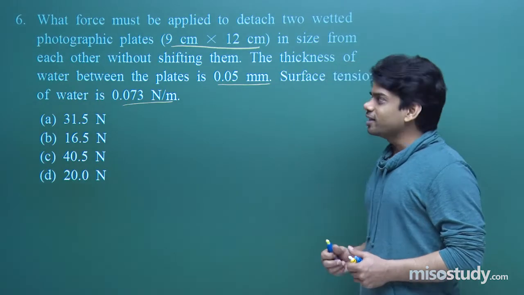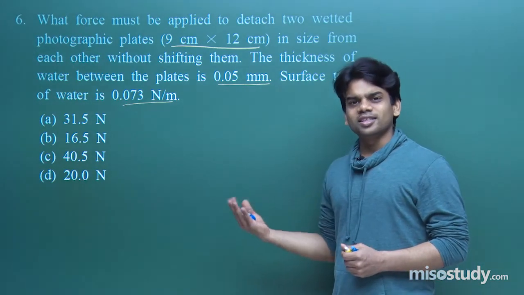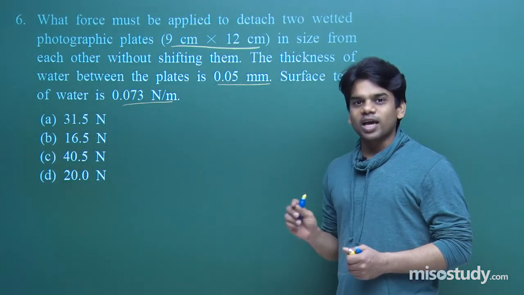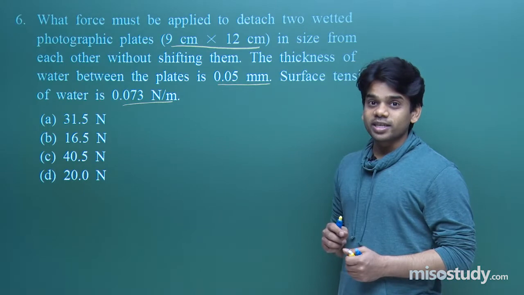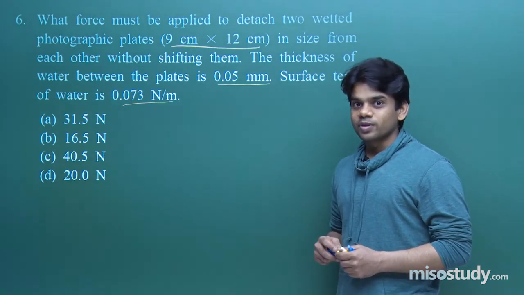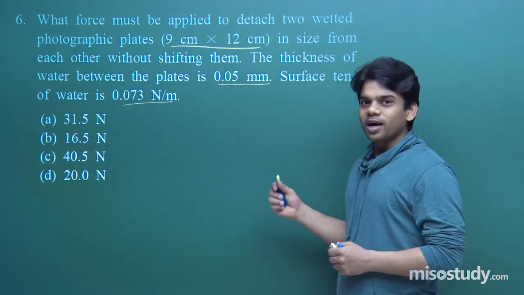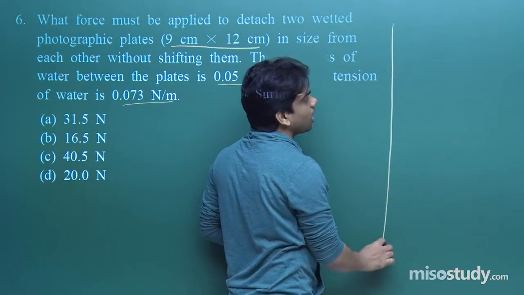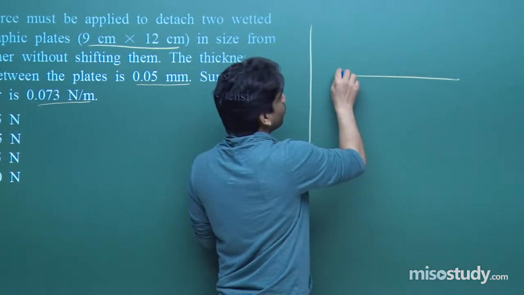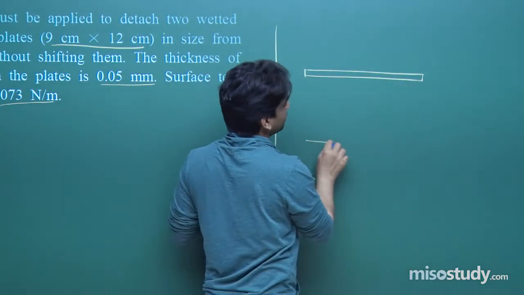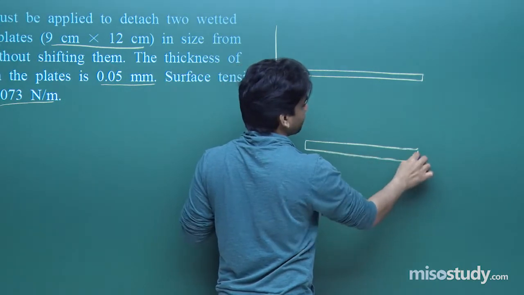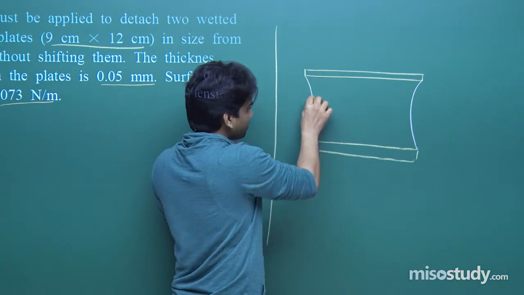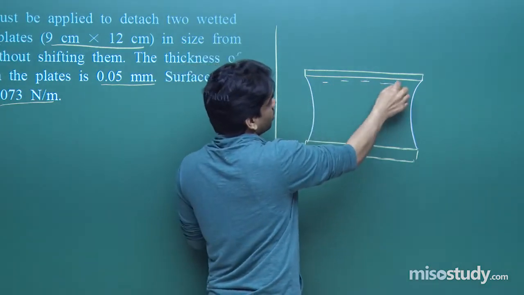First of all, you must be thinking that how to solve such kind of question. You would have not seen such kind of question till now. But let me tell you, the force acting is equal to surface tension into length. That is what we know. Surface tension into length, that is the force acting on any part of the given surface. First of all, let me show you how this will be. If this is the photographic plate, one plate is here, this is the other plate. Now, the water will be somewhat like this. This is the water part.